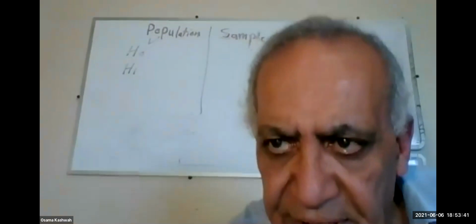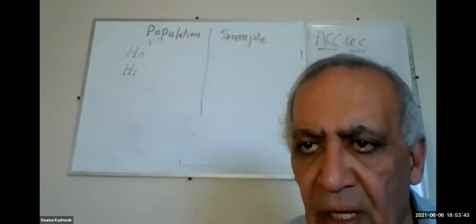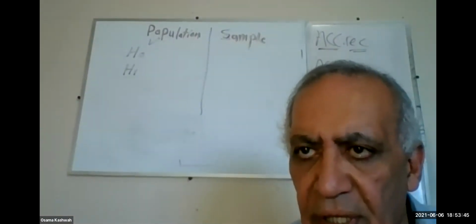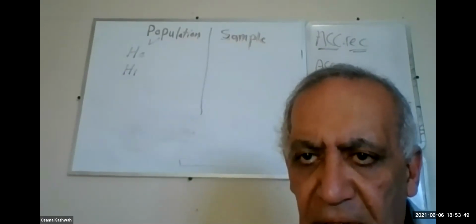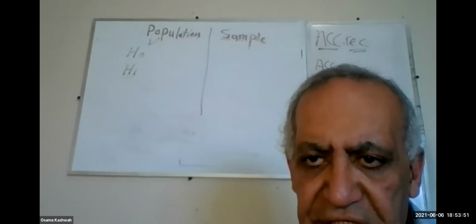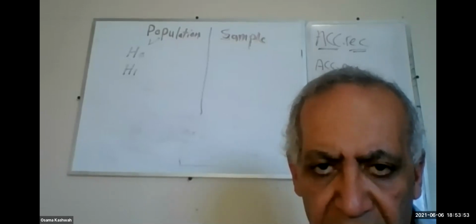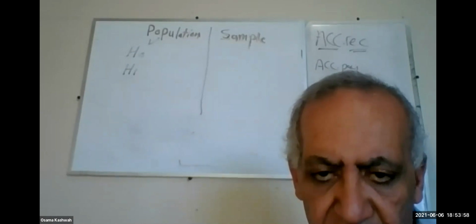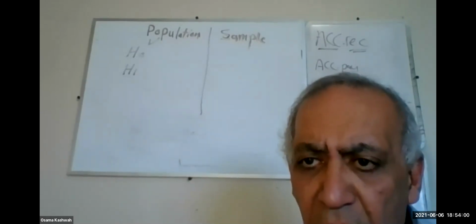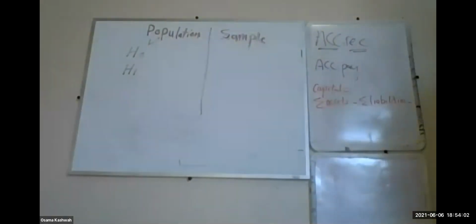I'll stop sharing the screen now. And we are working on this. So that is how I'm working. I'm working on the population. I will work on H0 and H1. Okay, that's fine. Perfect. So now, how will I formulate H0 and H1?